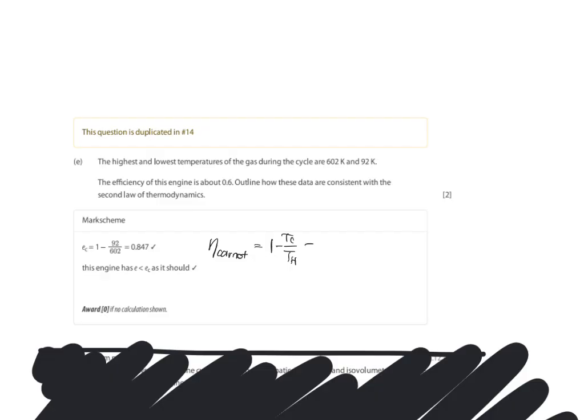So that winds up being the maximum efficiency that it could be. And they said like 0.847, so that's greater than the 0.6 that they're experiencing. And so you can't be greater than the maximum efficiency of the Carnot engine. So the fact that that is greater than 0.6 is good to go. And so it says this engine has E less than EC as it should.